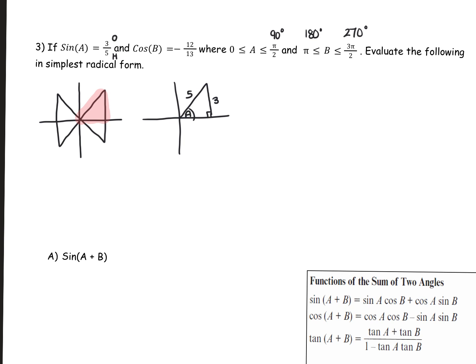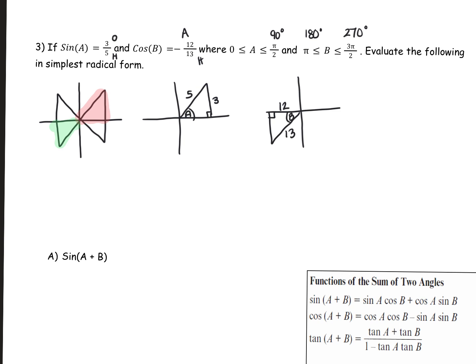Now I'm going to label the next part. The next part is about cosine of B. They say that B is an angle between 180 and 270. So that's an angle in quadrant 3. So we're going to draw this triangle here, and we're going to label B, our angle, in the middle. And they tell you that cosine, remember cosine is A over H, adjacent 12 over hypotenuse 13.